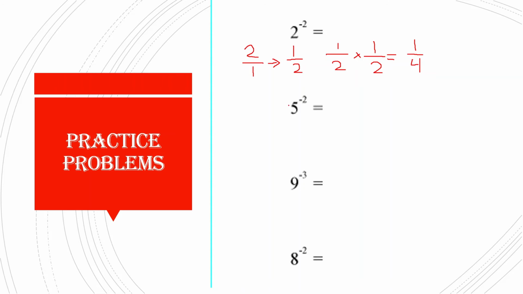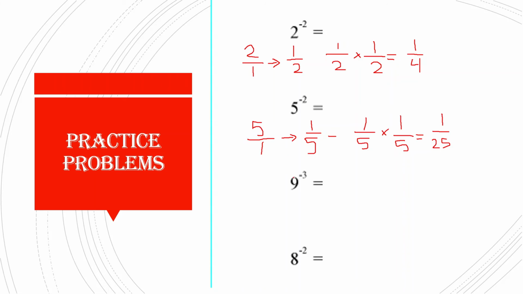Next, we have 5 to the power of -2. So what's the reciprocal for 5? Well, 5 over 1, we would simplify that into 1 over 5. Not simplify, just be the reciprocal. Alright, so then if we have the exponent as -2, that means the positive version of it is 2. So we would multiply 1 over 5 times 1 over 5 twice, and then we would get 1 over 25. So 5 to the power of -2 is 1 over 25.